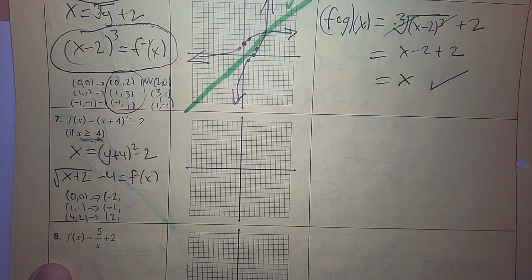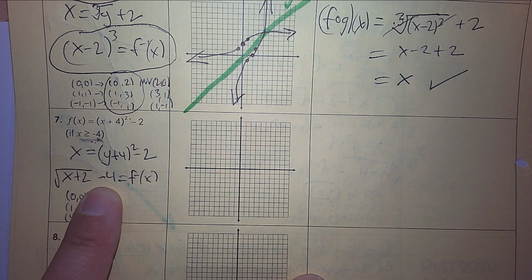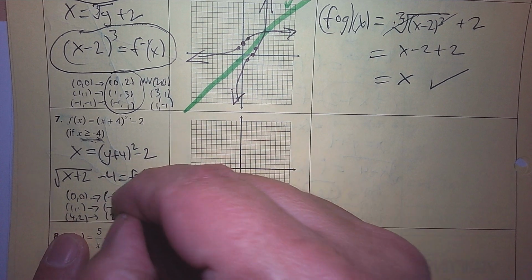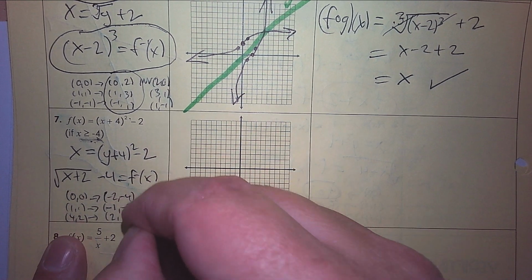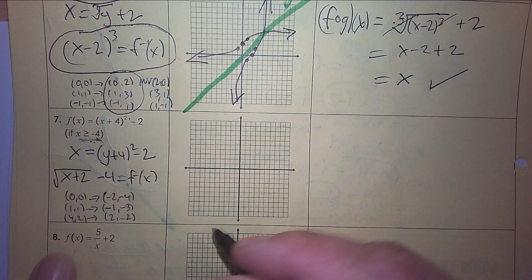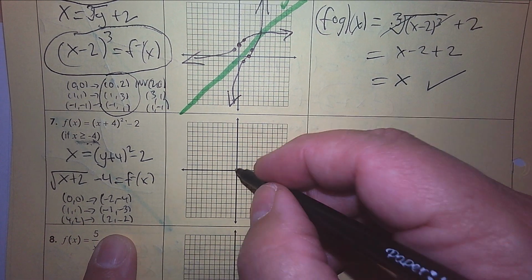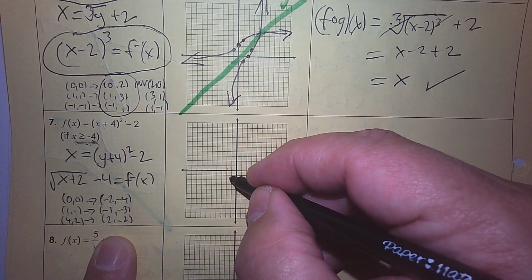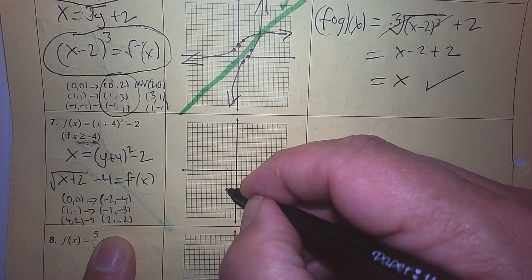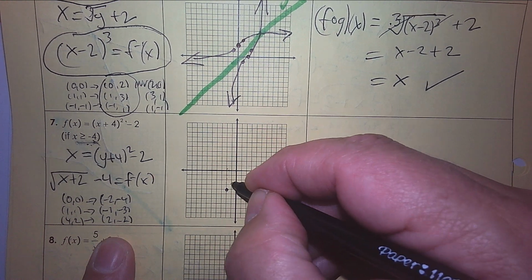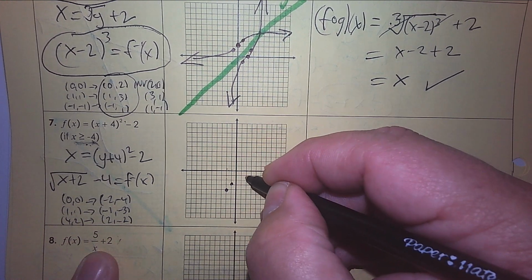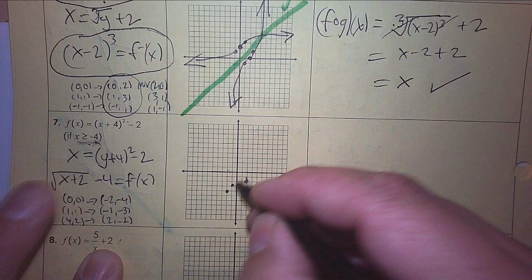What's happening to the y's? You are subtracting 4. So 0, subtract 4, subtract 4, subtract 4. I'm going to start with the inverse. So negative 2, negative 4, negative 1, negative 3, and 2, and negative 2. And then you know what the picture looks like.